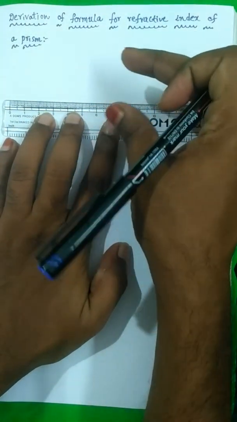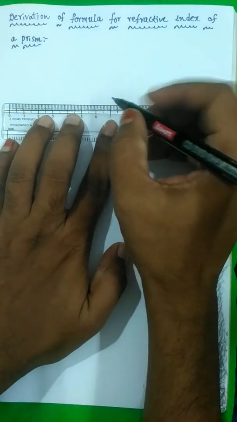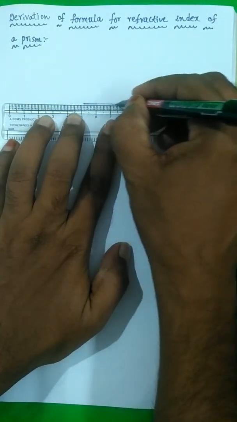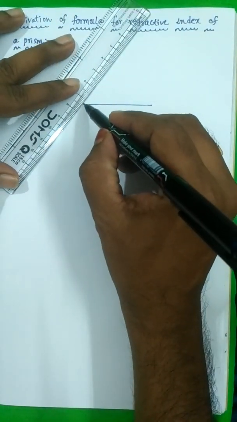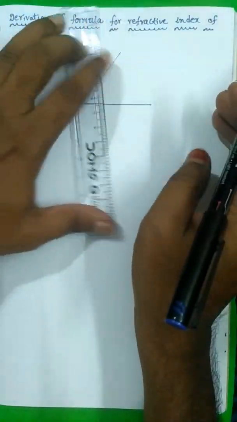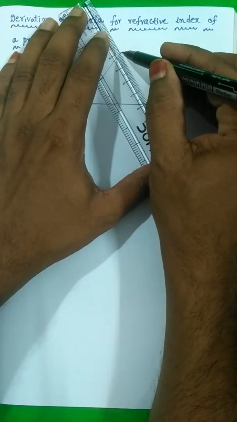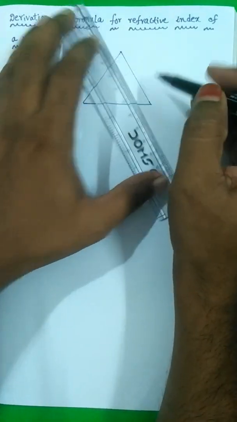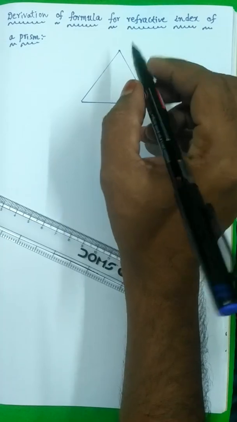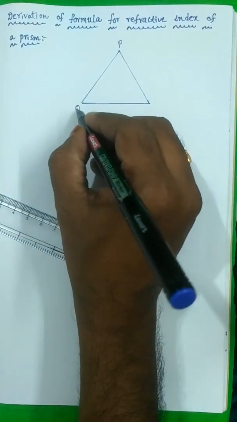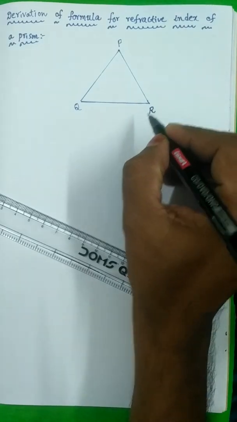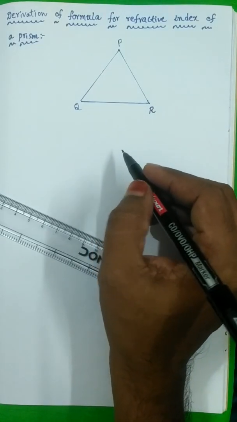Here we have kept the prism and drawn the outer lines. This is the outer line of the prism. That means it is a base, and these two are refracting surfaces. We have to put names, so we are naming the vertices P, Q, R. PQR are the vertices.